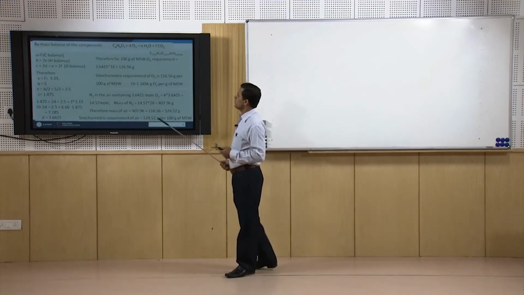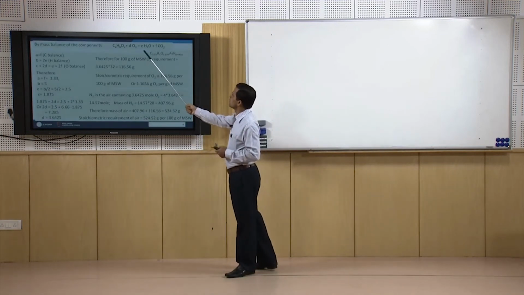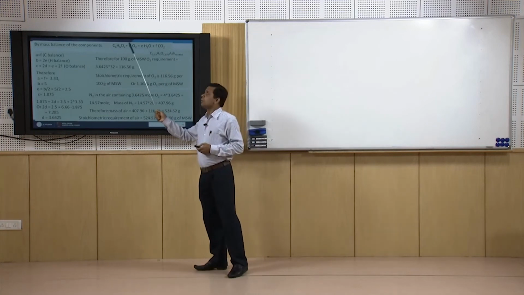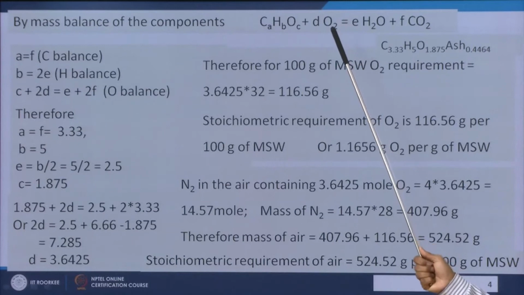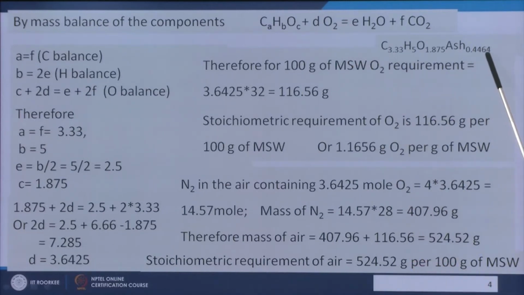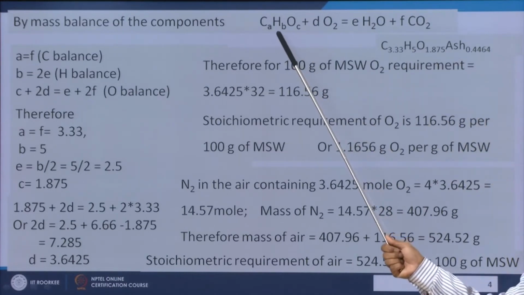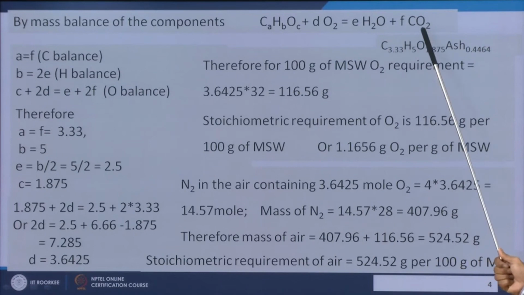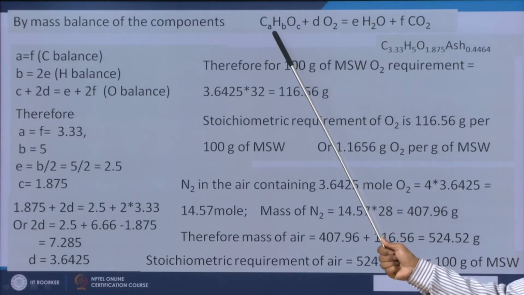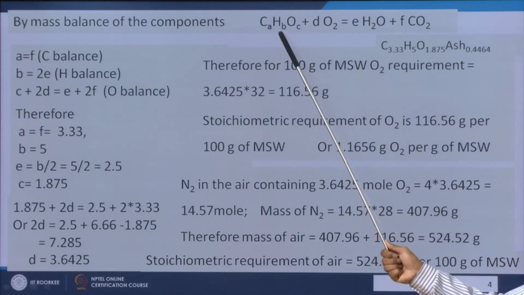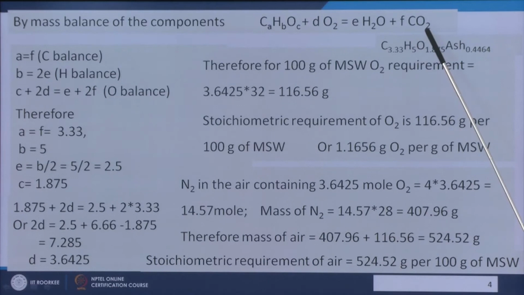So how can this be done? This is our reaction, we are ignoring the S, this is inert, and this is our molecular formula, the molecular representation of this MSW. So for carbon balance, A is equal to F. On the left-hand side of this equation we are getting A moles of carbon, and on the right-hand side we are getting F moles of carbon.